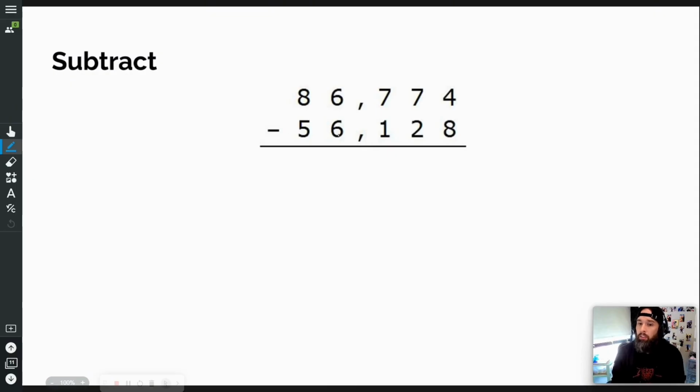86,774 minus 56,128. Go all the way to the right. 4 minus 8, can't do it. Borrow 1 from 7 and call it 6. 14 minus 8 is 6. 6 minus 2 is 4. 7 minus 1 is 6. 6 minus 6 is 0. 8 minus 5 is 3. Drop down your comma, and you get 30,644.